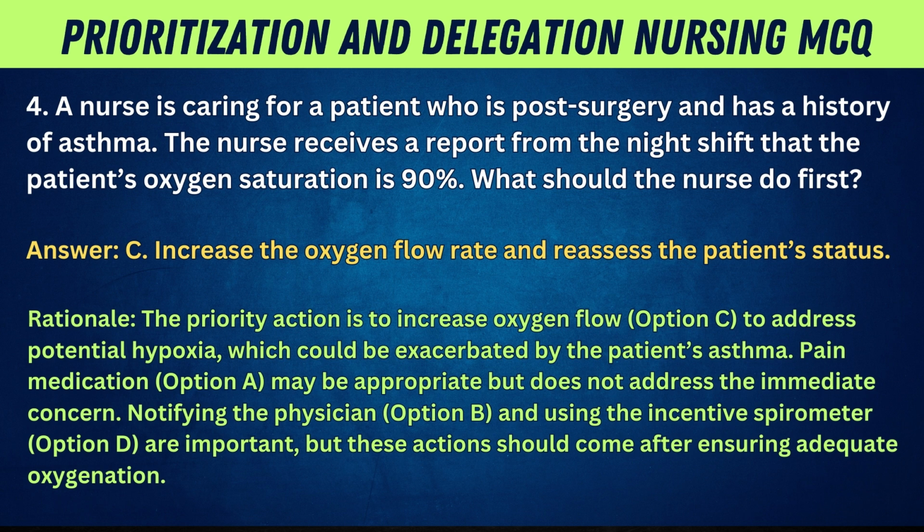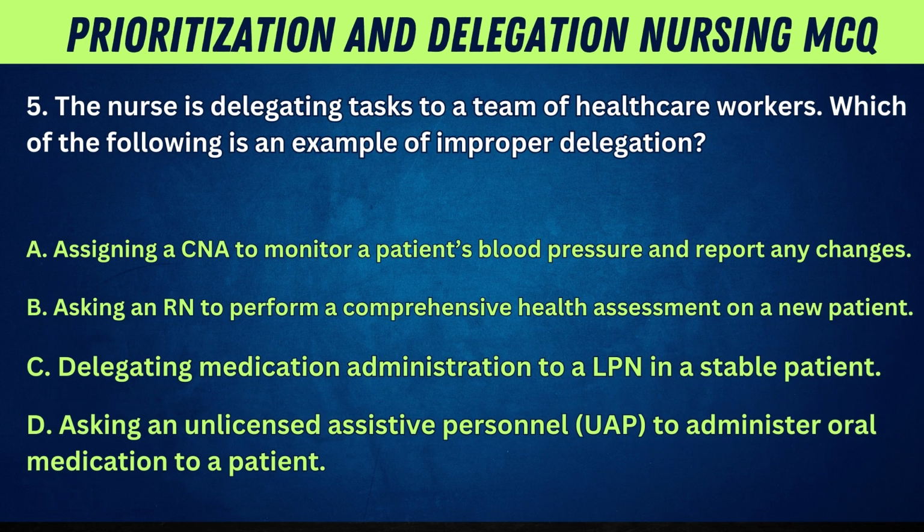Rationale: the priority action is to increase oxygen flow, option C, to address potential hypoxia, which could be exacerbated by the patient's asthma. Pain medication, option A, may be appropriate, but does not address the immediate concern. Notifying the physician, option B, and using the incentive spirometer, option D, are important, but these actions should come after ensuring adequate oxygenation. 5. The nurse is delegating tasks to a team of healthcare workers.